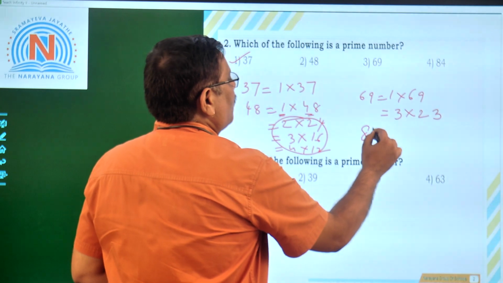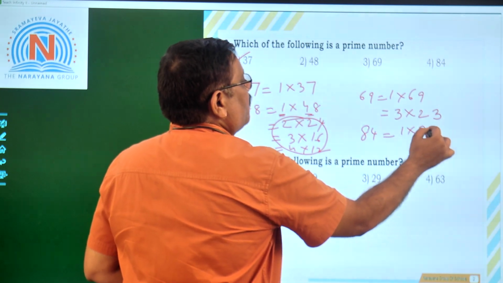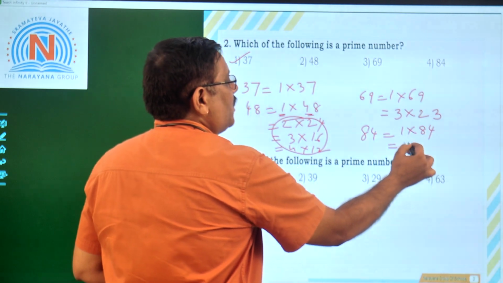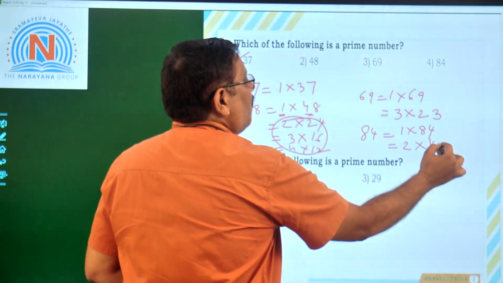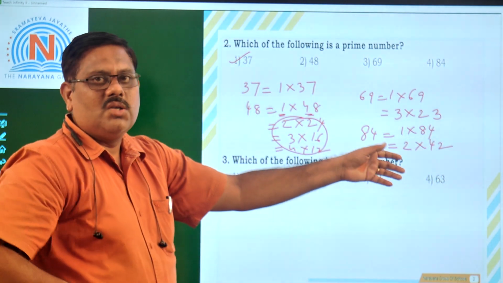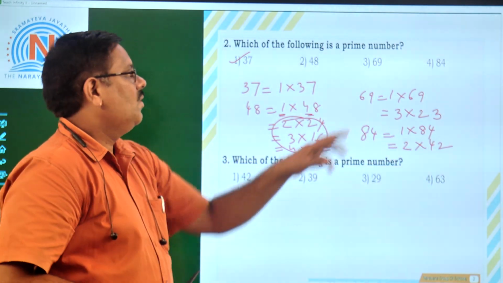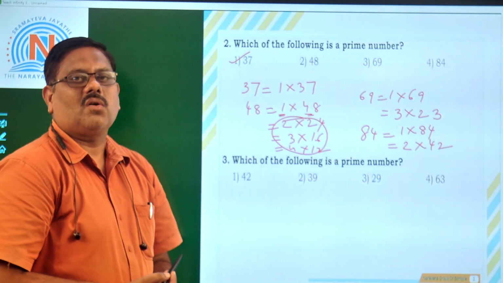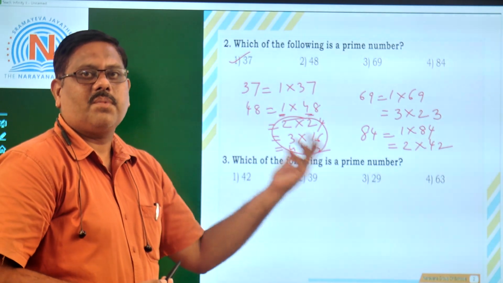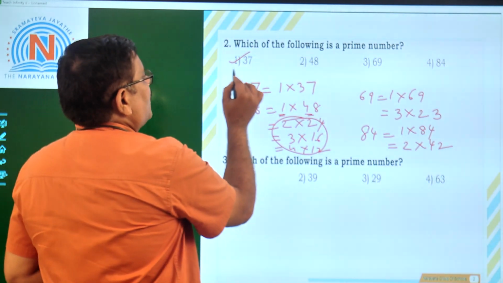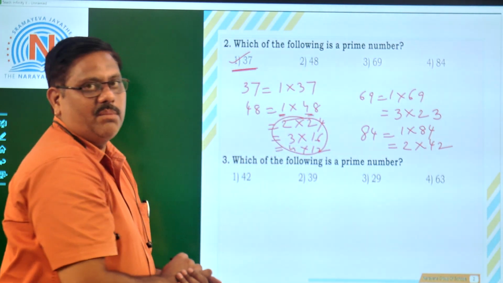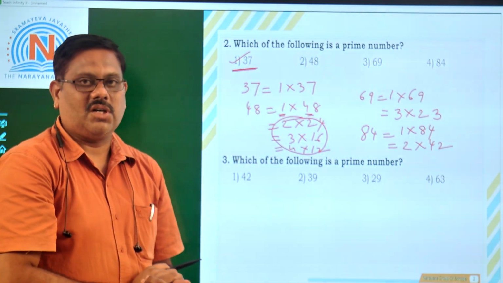Similarly, if you take 84, we can write 1 and 84, that is 1 and itself. In addition to that, we can write 2 into 42 and many more. So in addition to 1 and 84, it has other factors also. So 84 also we cannot call a prime number. That is a composite number. So only the first option qualifies to be the prime number. So our right answer is the first option.